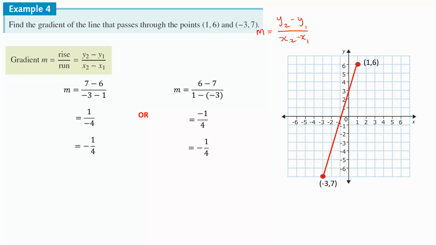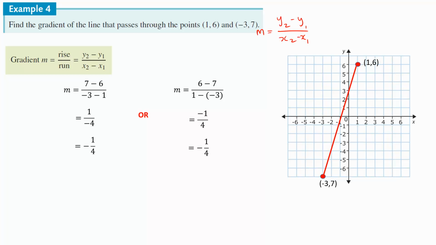Notice that I chose it's negative 1 over 4. Negative a quarter. Notice, in both cases, it doesn't matter which number you choose. It still ends up being the same. So if I did 6 take away 7, 1 take away negative 3, it ends up being the same. So it doesn't matter which way you do it. Either coordinates are fine, they end up with the same answer.